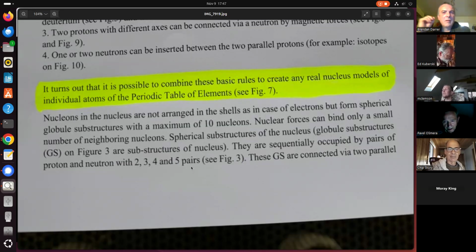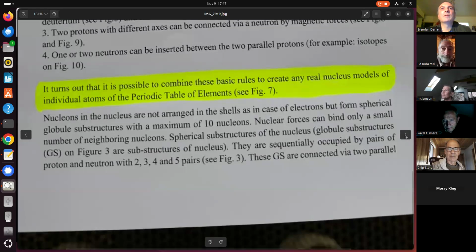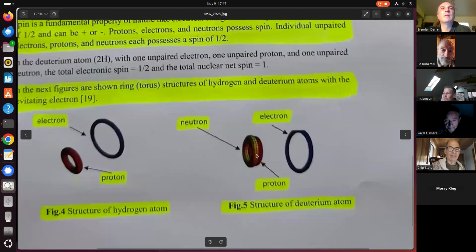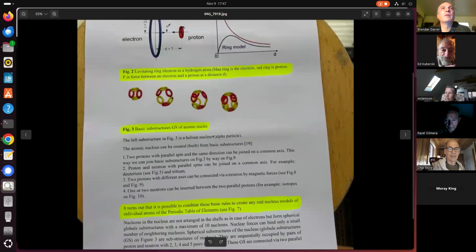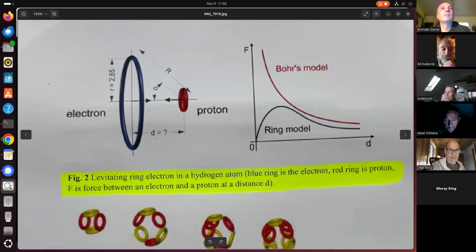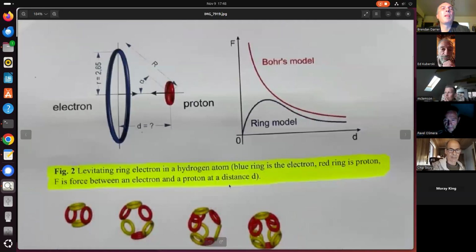We can create an atom of the periodic table. This figure here, yeah. No, the one before that, Brendan. That one at the top. See where it says levitating ring? Levitating ring, yeah.